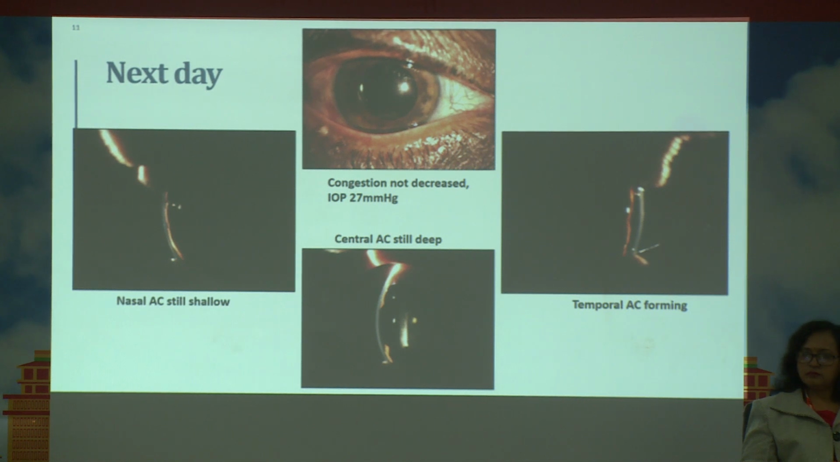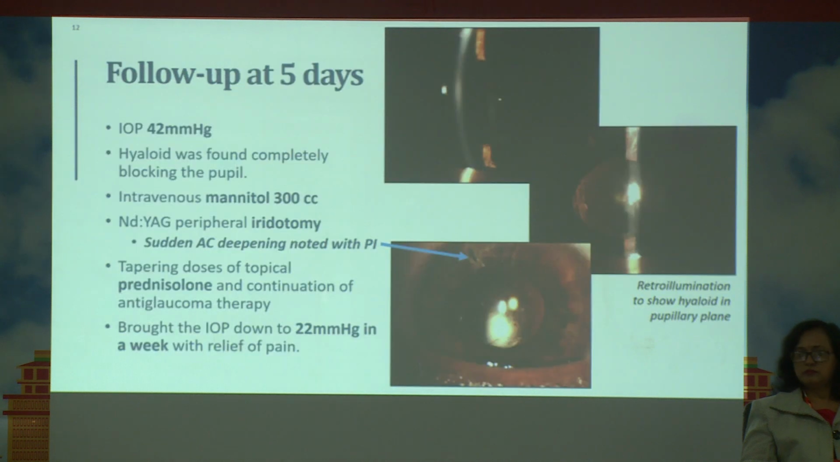The next day, the congestion had not decreased. The IOP was 27 millimeters of mercury. Central AC was still deep and the nasal AC was still shallow. At the 5-day follow-up, we again saw an IOP rise to 42 millimeters of mercury. The hyaloid was found completely blocking the pupil. So intravenous mannitol 300 cc was administered. Nd YAG peripheral iridotomy was performed and a sudden AC deepening was noted.